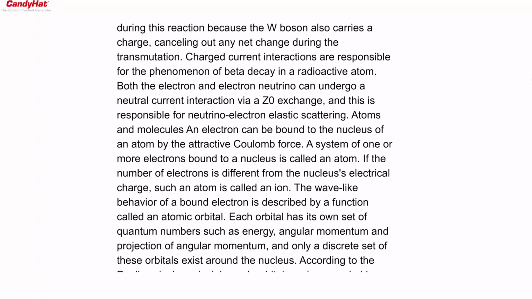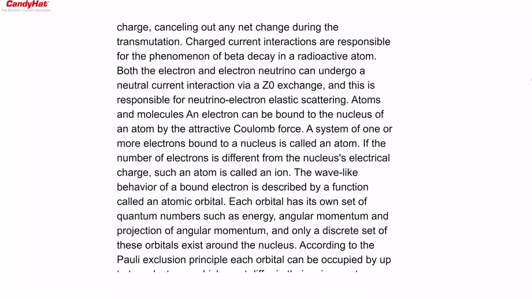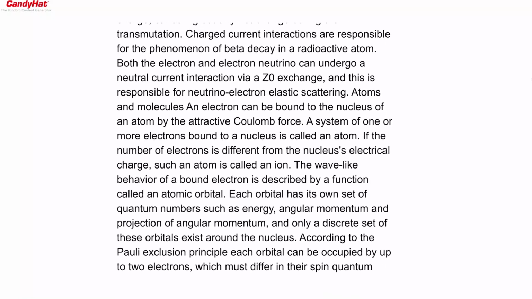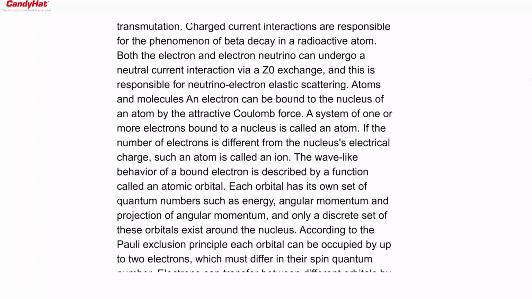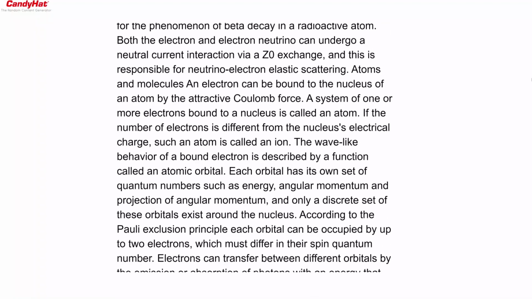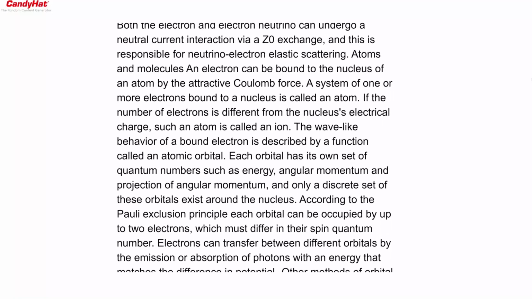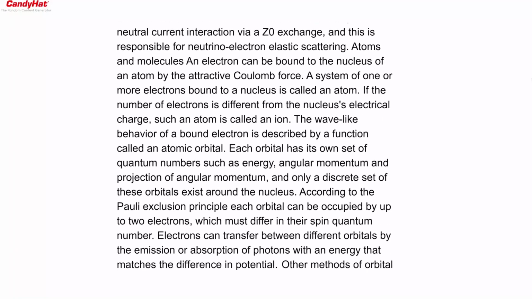Charged current interactions are responsible for the phenomenon of beta decay in a radioactive atom. Both the electron and electron neutrino can undergo a neutral current interaction via a Z⁰ exchange, and this is responsible for neutrino-electron elastic scattering.